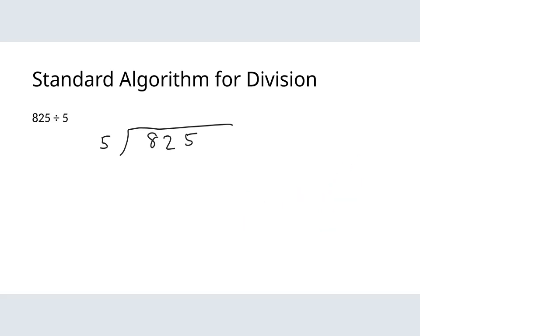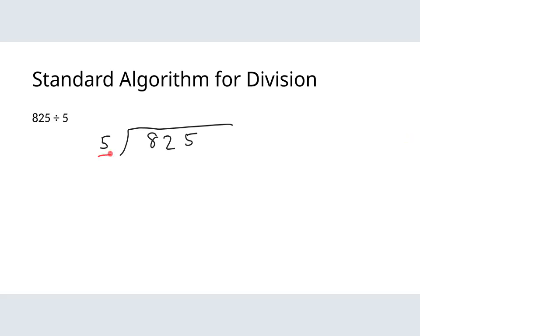Let me clear this off and make some space. Okay, now let's do our standard algorithm. The way we do this, we actually start with the biggest number. A little more intuitive than starting with the ones, but here we're going to start with the biggest number. This 5 going into this 8.